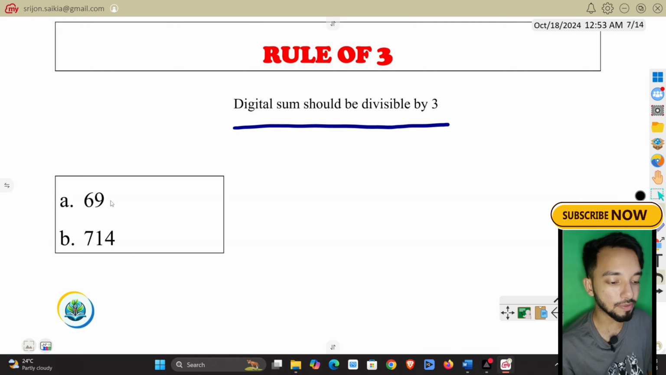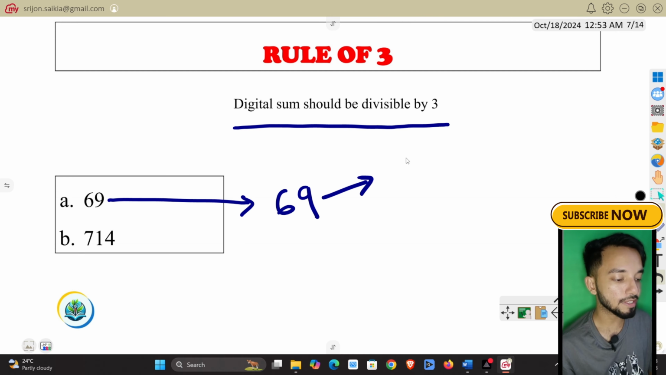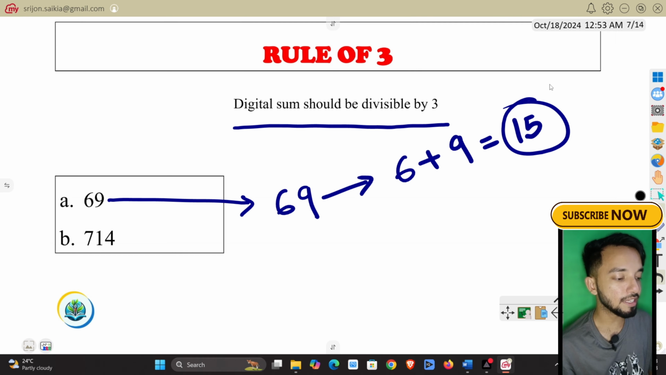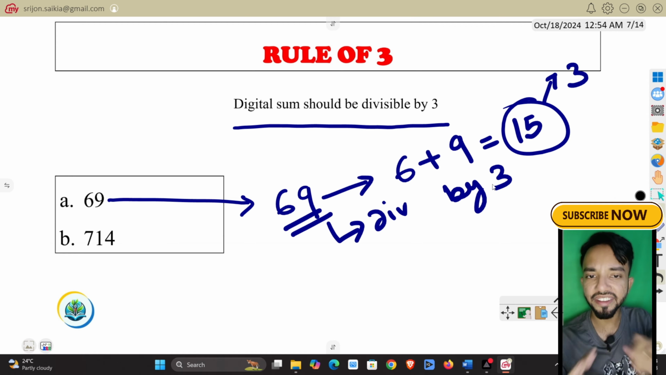Let us understand this with the help of a simple example. We have 69. So what will we do? We will sum 6 plus 9. How much will we get? We will get 15. And we know that 15 is divisible by 3. That means 69 is also divisible by 3. Is this clear? Very simple. You just need to sum the digits of the number.